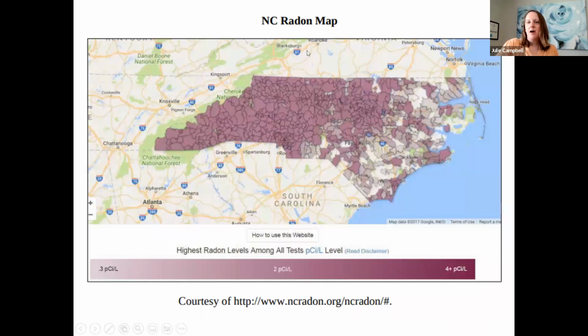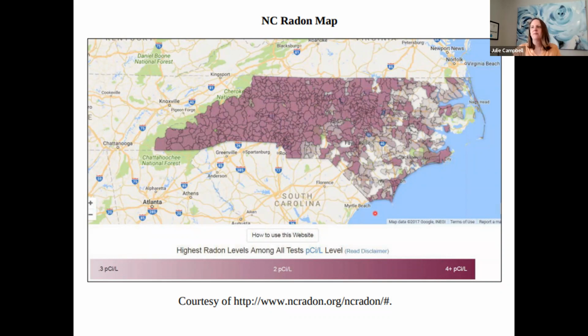Matt, this is just a quick map. This was 2017, but it gives us an idea: the deeper purple tends to have a higher level of radon than the lighter purple. We tend to see more high levels of radon in our mountains versus our coast. Think about the difference in the ground. It's sandier down at the coast, isn't it? It's rockier up in the mountains.